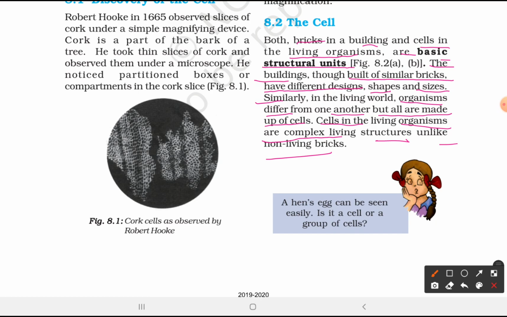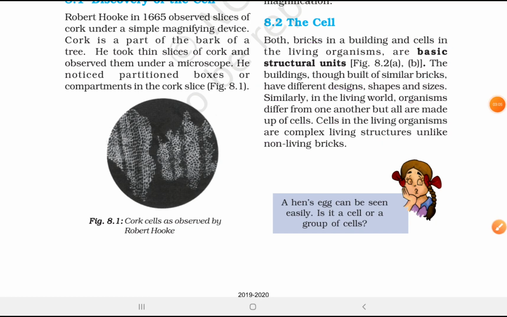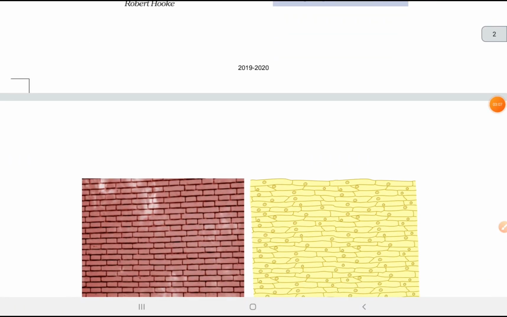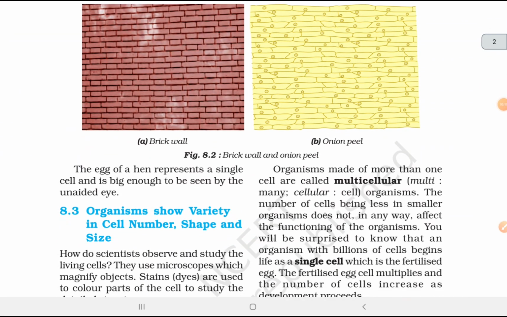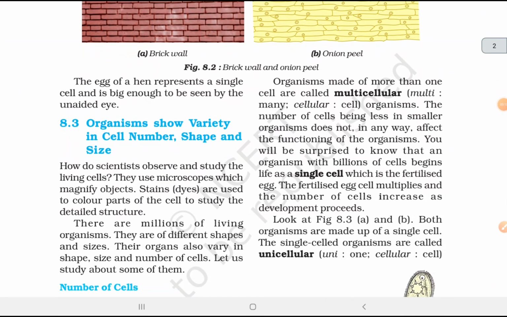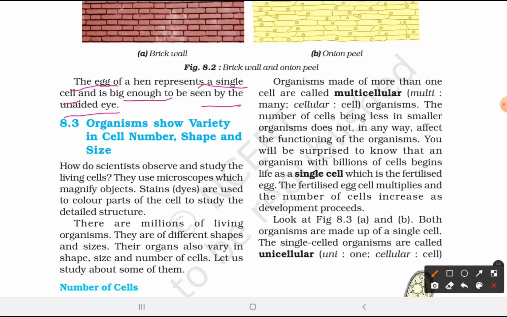And there is a box. A hen's egg can be seen easily. Is it a cell or a group of cells? It's a question being asked. It's like an activity for kids. All right. The egg of a hen represents a single cell and is big enough to be seen by the unaided eye.